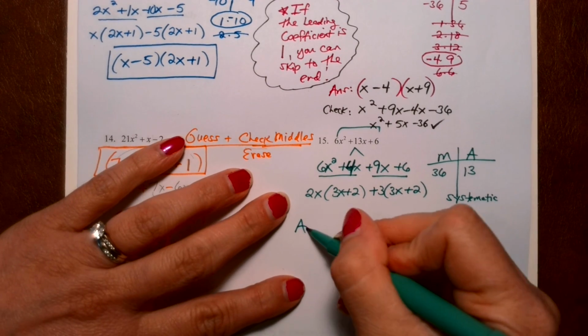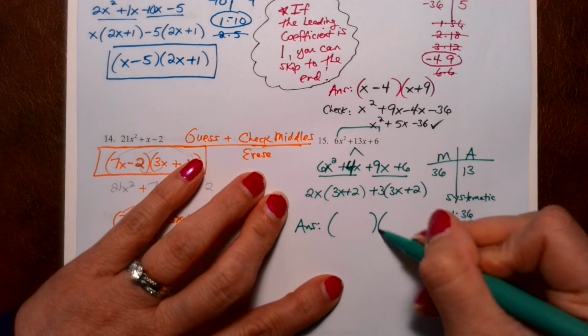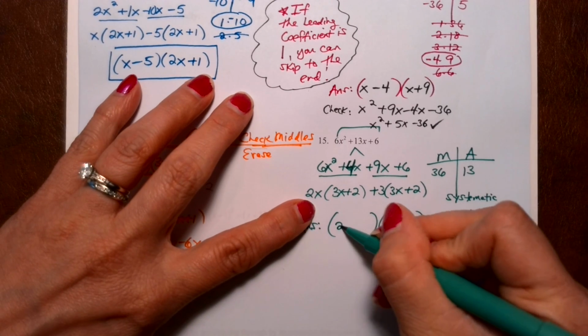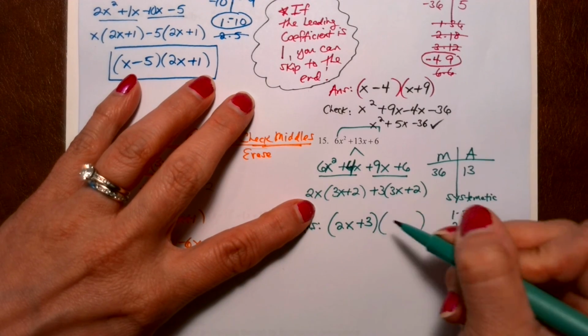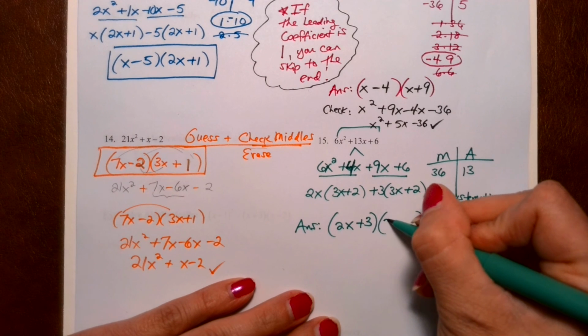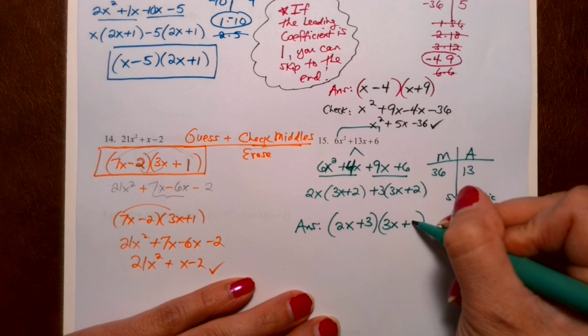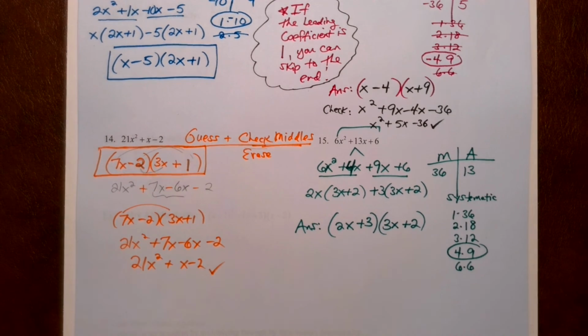Final answer time. The leftovers, 2x plus 3, and then the matches are 3x plus 2. Great job, guys.